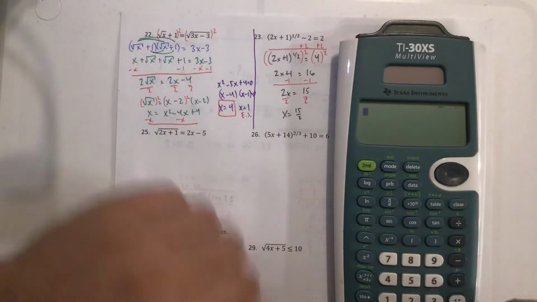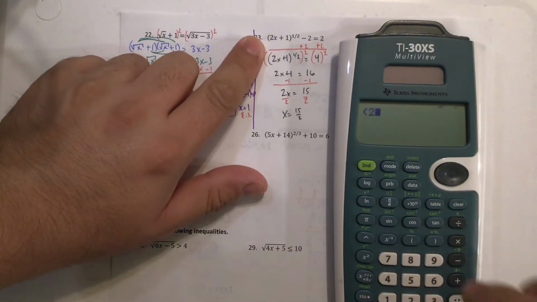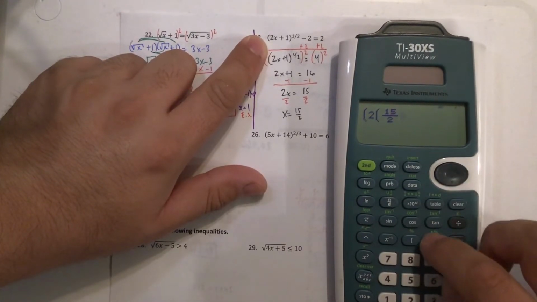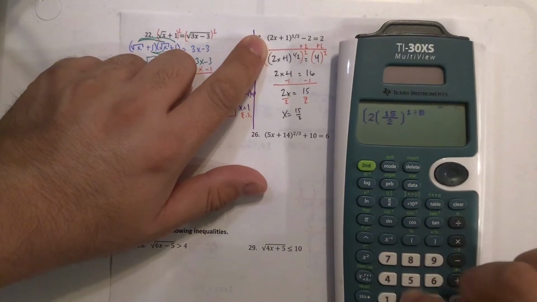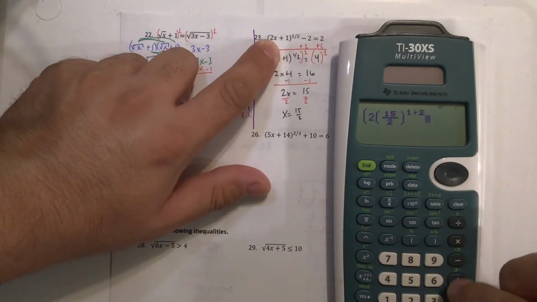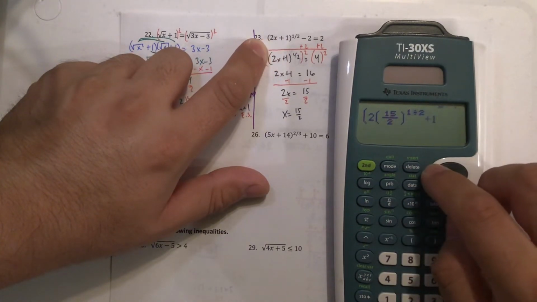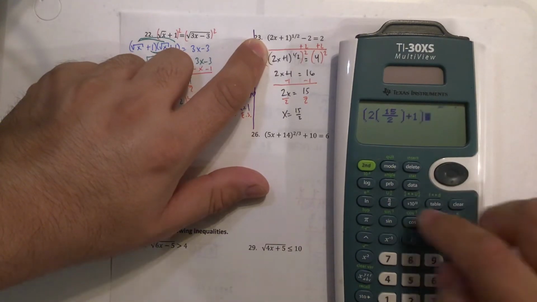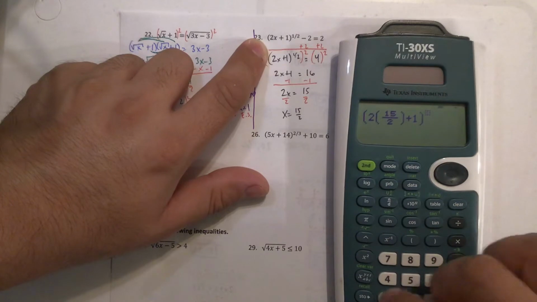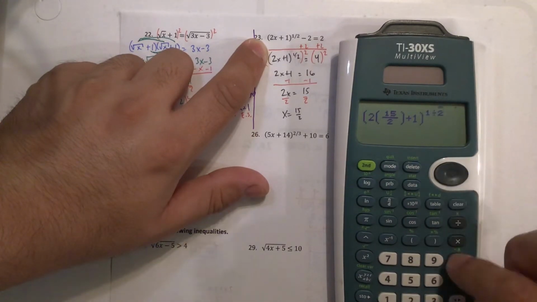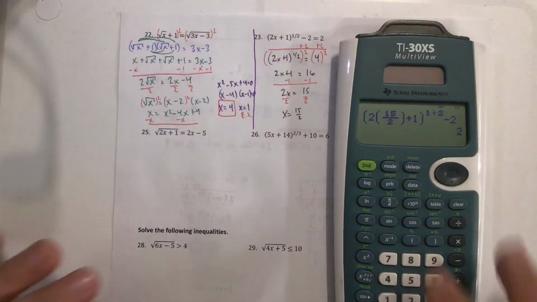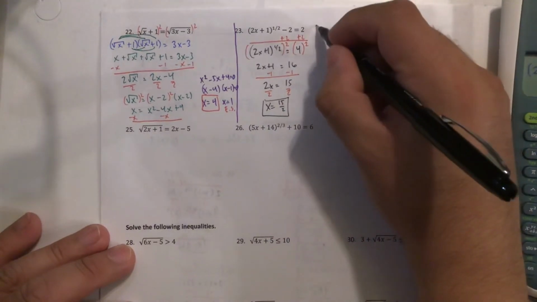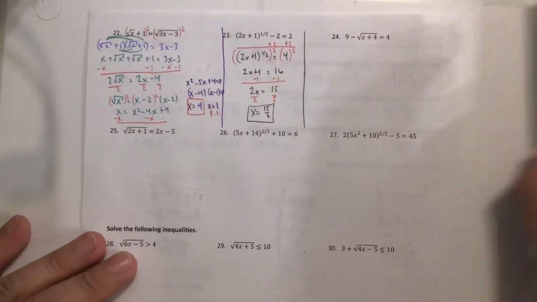Okay, so I did see a mistake. All right, let's try it again. Parentheses 2, open parentheses, 15 over 2, close parentheses, raised to the 1/2, plus 1. There it is. That's where I keep messing up. Sorry about that. Plus 1, close parentheses, raised to the 1 divided by 2, minus 2, and there we go. The answer is 2. Sorry about that. So my answer is x equals 15 over 2. All right, on to the next one.